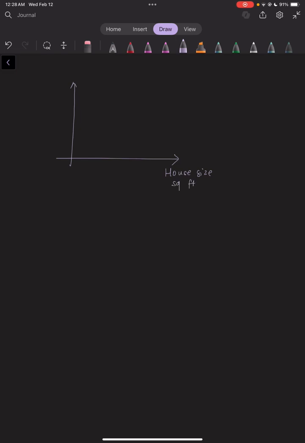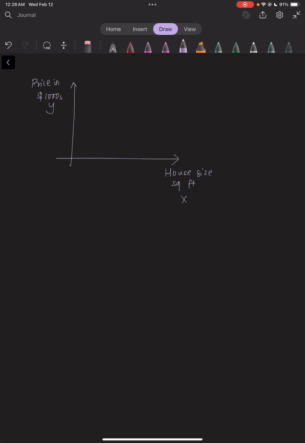Let's walk through an example for linear regression just so that everything is crystal clear. I'm going to draw this. This is our input or feature. I'm going to have house size in square feet. This is our x. And then I'm going to have price in thousands. This is our y. So I'm going to plot a few data points here.